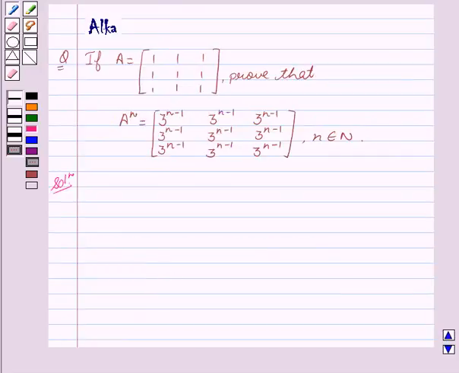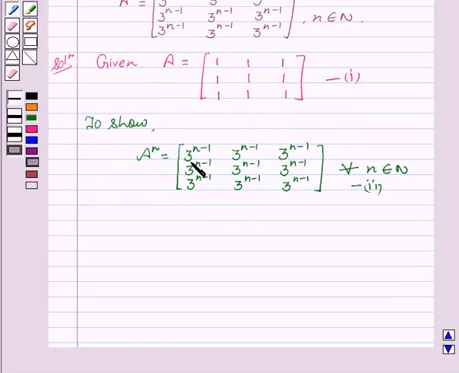Let's start with the solution. We are given A equal to the 3 by 3 matrix with all entries 1, and we have to show that A to the power n equals the 3 by 3 matrix with every entry 3 to the power n minus 1, for all n belonging to the natural numbers. Let's name this as our second equation.